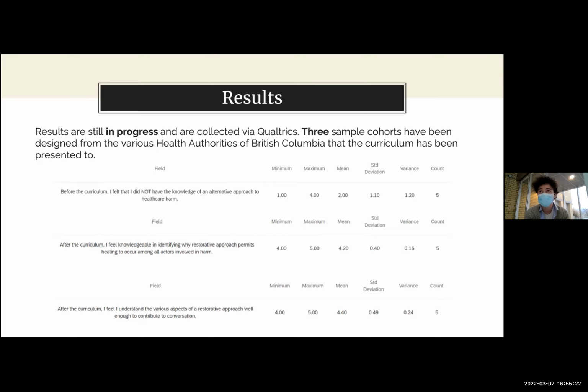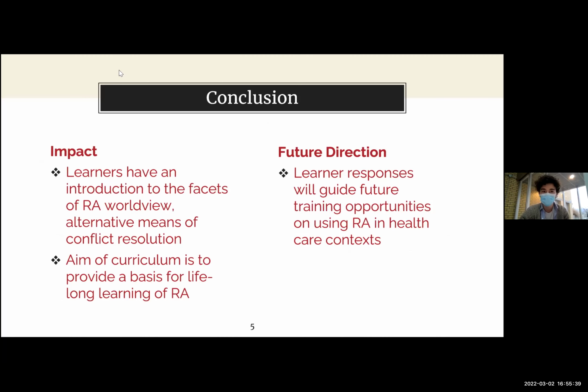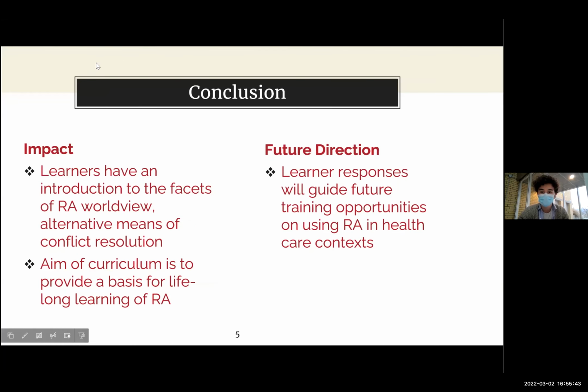Now, the results are still in progress. There are 3 sample groups. Each of the sample groups associate with the health authorities by which the curriculum had been distributed to. And while the results are still being processed as well as collected, we hope to receive those in the near future. And such wraps up our conclusion.